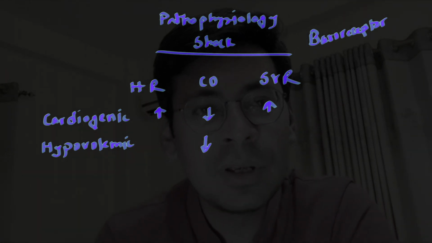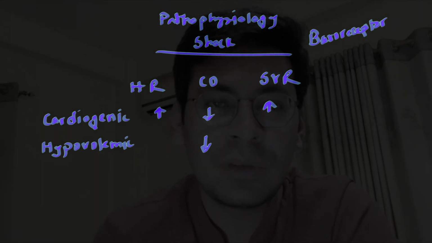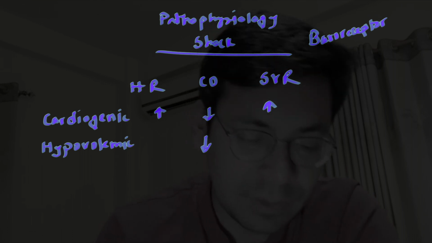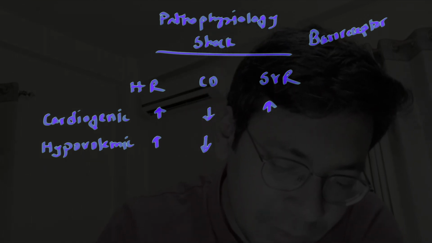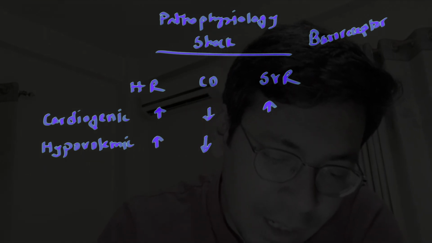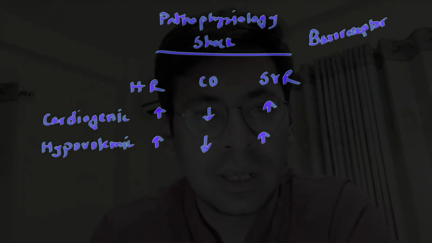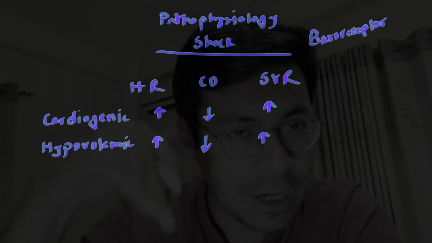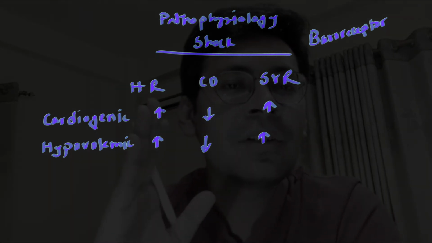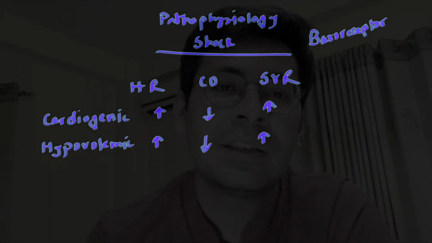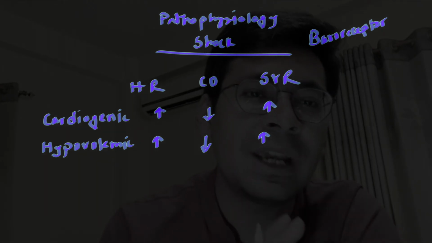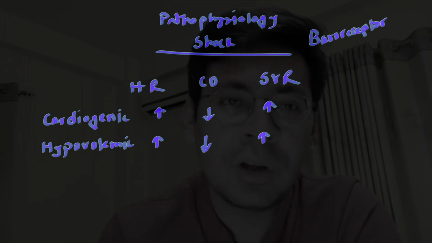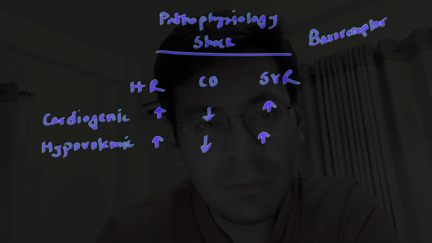Baroreceptor will try to activate the sympathetic nervous system, so there will be increase in heart rate, and also there will be increase in systemic vascular resistance. So we can see that in case of cardiogenic shock and hypovolemic shock, in both of these types of shock, there will be decrease in cardiac output, increase in the heart rate, and also an increase in systemic vascular resistance. So how can we differentiate these two types of shock? We can differentiate these two types of shock by checking the pulmonary capillary wedge pressure.